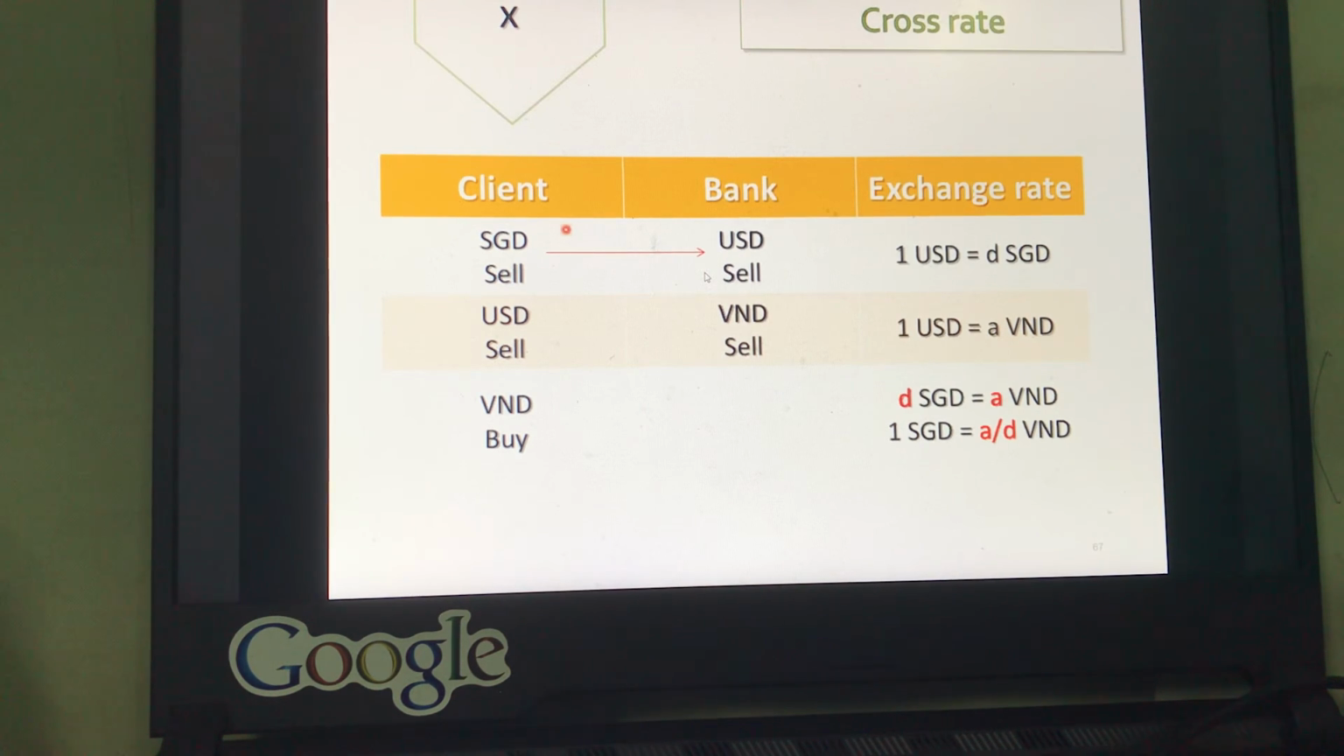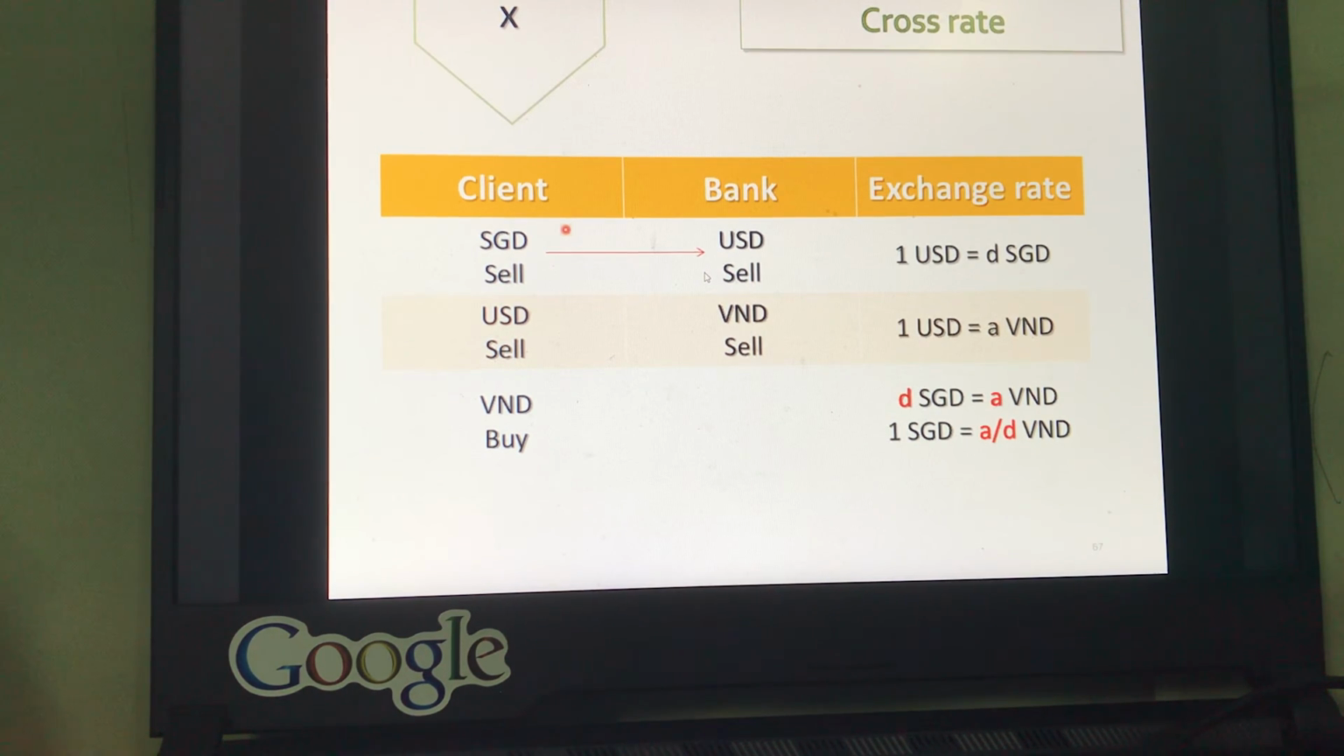After finishing the first step, the client will hold the USD in hand, and then they sell the USD to the bank in order to obtain the VND. In the exchange rate of the USD against VND, USD is the commodity currency and the client sells the USD. In other words, the bank will buy the commodity currency. So we apply the bid rate here.